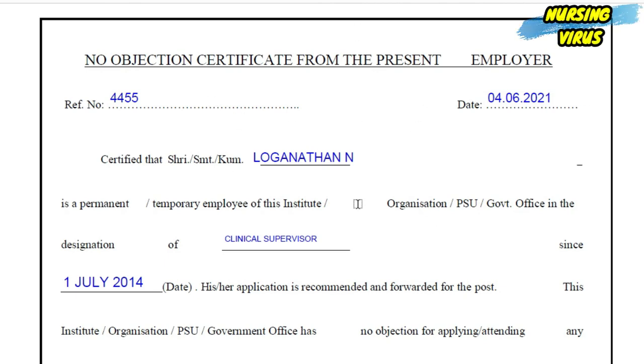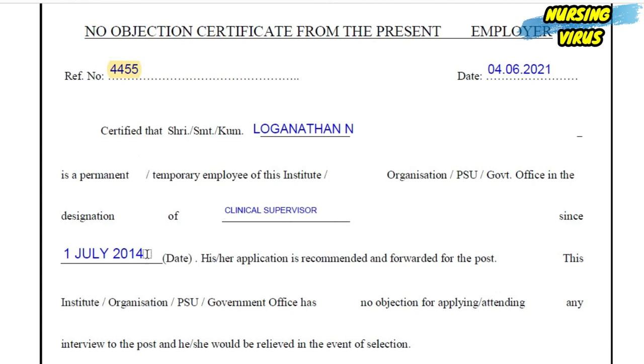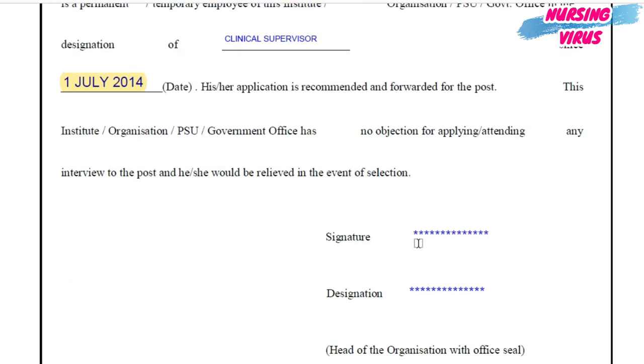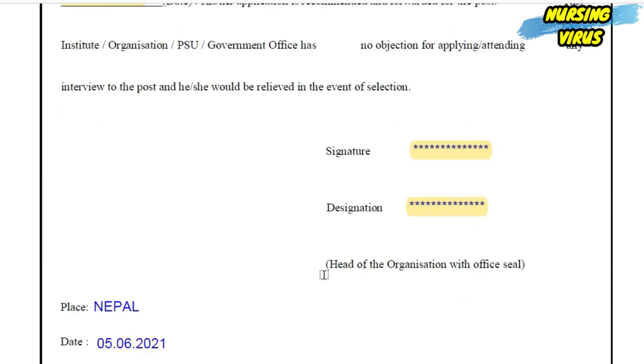So this is the application you need to get from the working institution. The reference number is given by the institution where you are working, for future reference. Then the date, your name, your current designation, and from when you are working in that institution, you need to write here. The person who gives the signature, his designation and the stamp you need to keep.